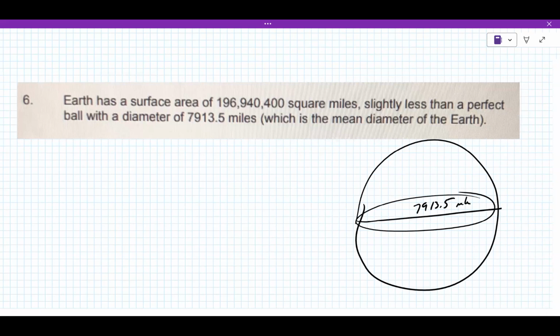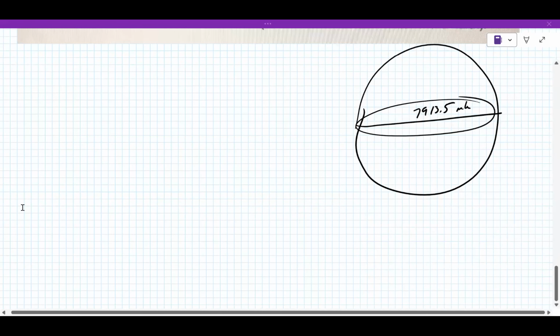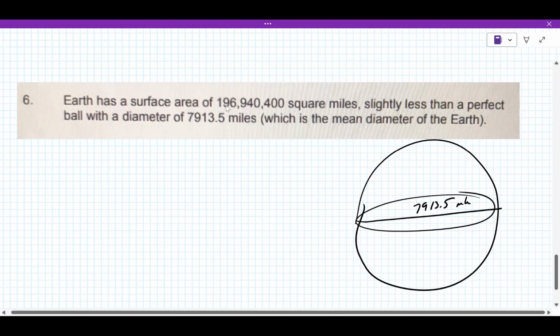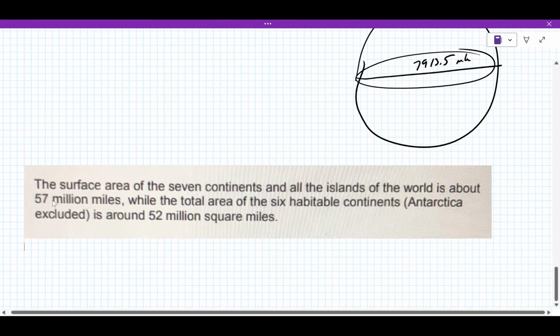The surface area of the 7 continents, that's the next part here. So let me snip that in. The surface area of the 7 continents and all the islands of the world is about 57 million miles. So the whole surface area is 196 million, and the actual land is 57 million. While the total area of the 6 habitable continents, basically the places where people live, is 52 million square miles.